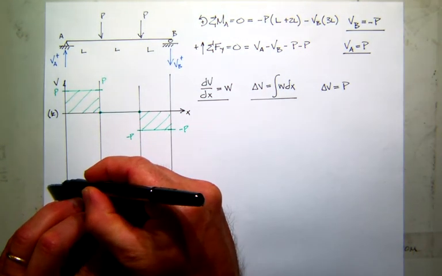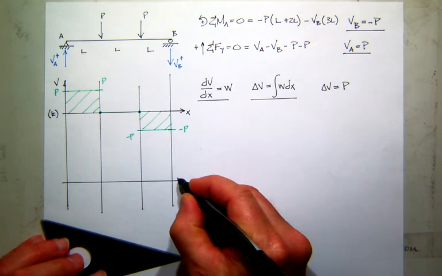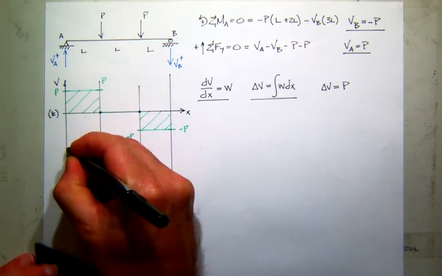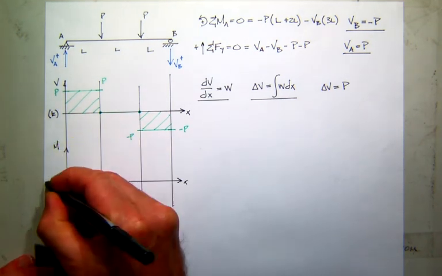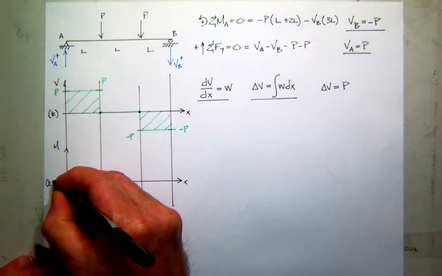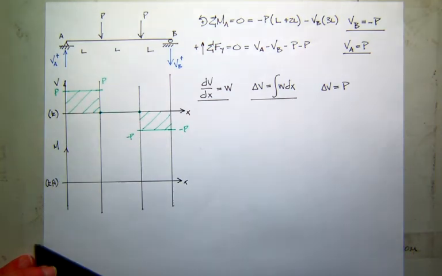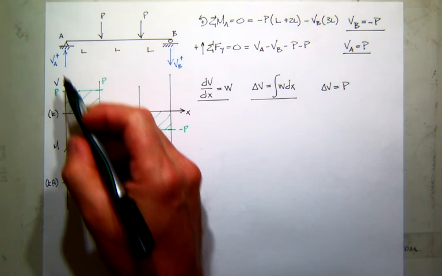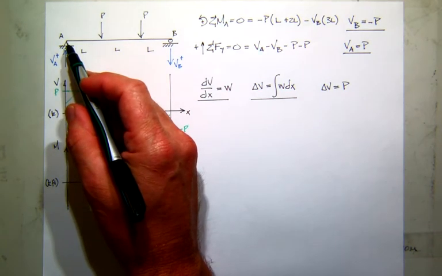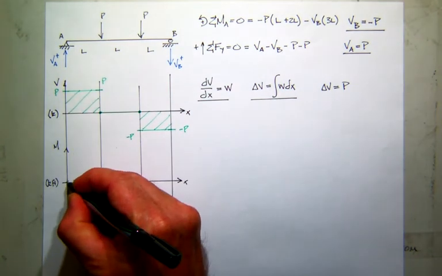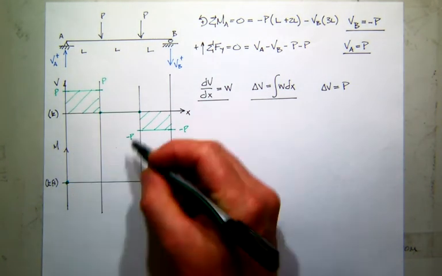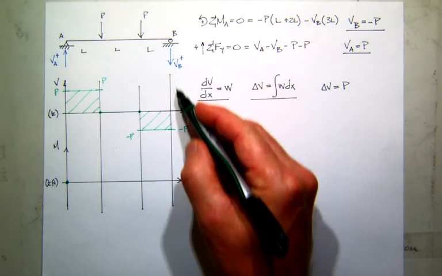So now I'm going to go down and do my moment diagram. So I'm going to draw positive x, positive moment, and these units would be force times length, kip feet. Now before we even get started, we know some moments. What's the moment at A? 0. What's the moment at B? 0.